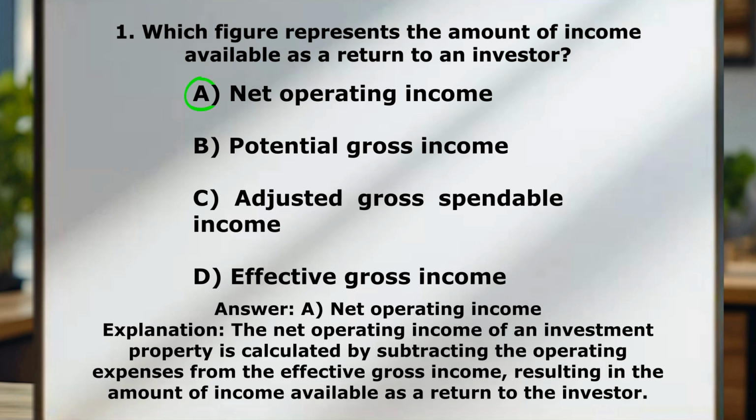Net operating income. And so the net operating income of an investment property is calculated by subtracting the operating expenses from the effective gross income. And so once again, net operating income, you're going to calculate this by taking the gross income and subtracting the operating expenses from it.